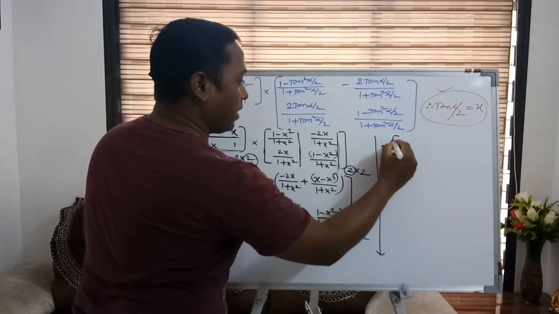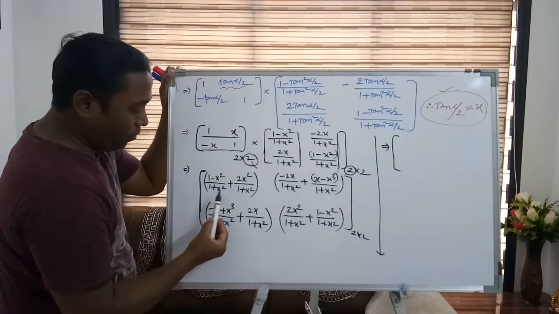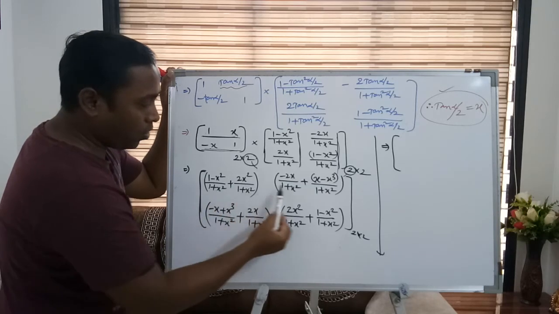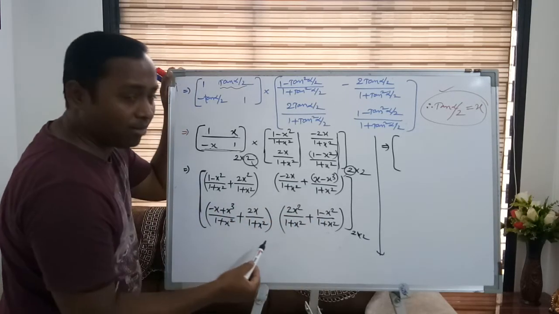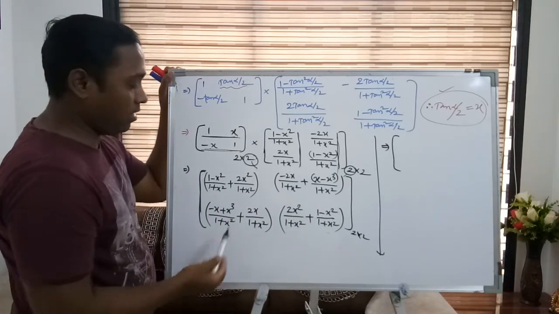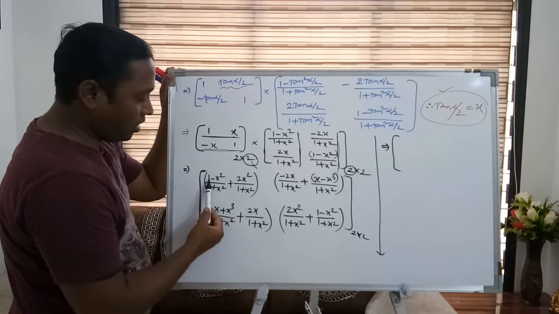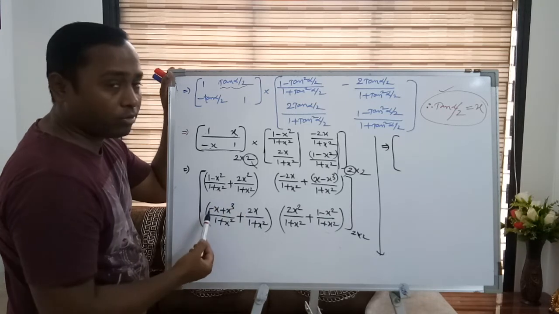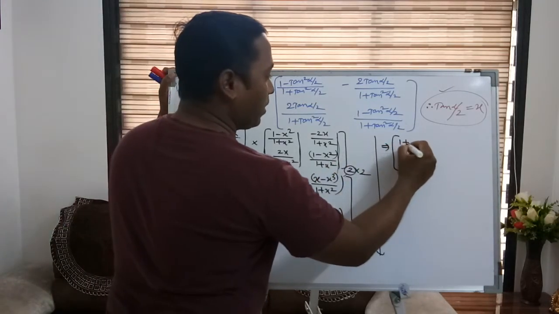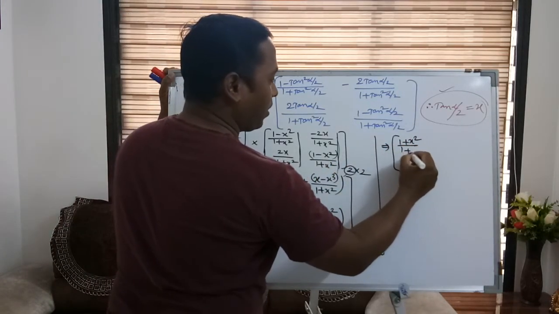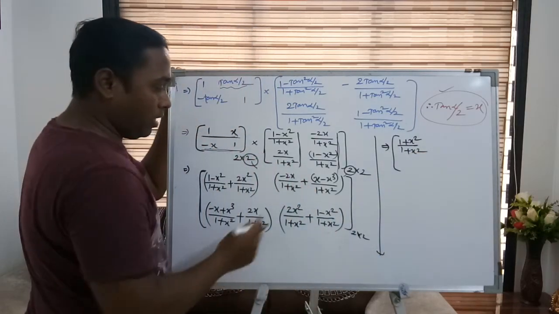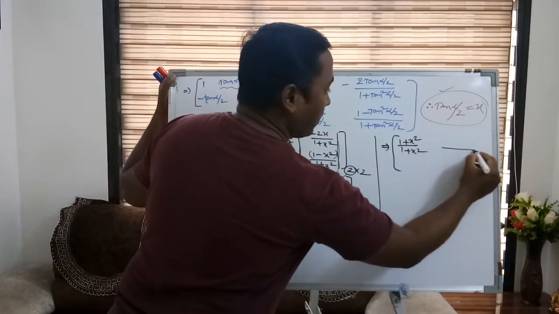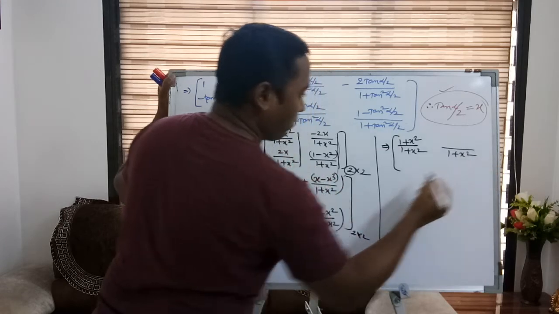So I am writing the next step here. If you observe, the LCM of all the fractions is the same, so it is easy to simplify. The LCM would be the same, just by adding the numerator parts. 1 minus x square plus 2x square is reduced to 1 plus x square, by the same LCM. Here also the LCM would be the same, 1 plus x square.